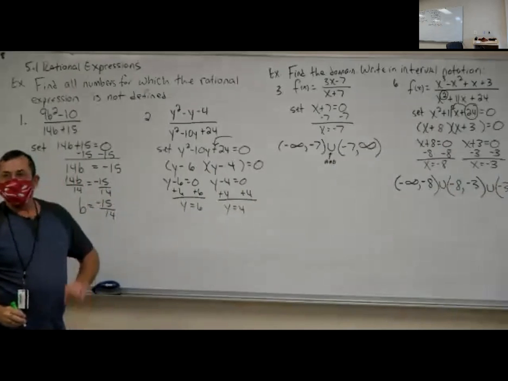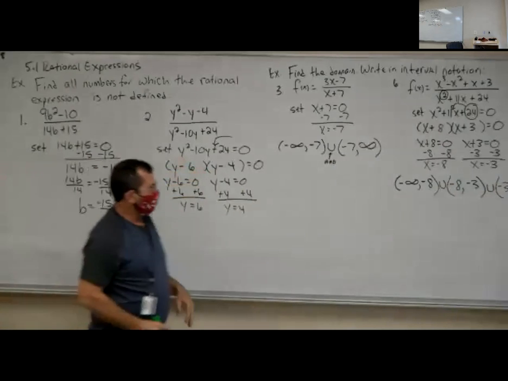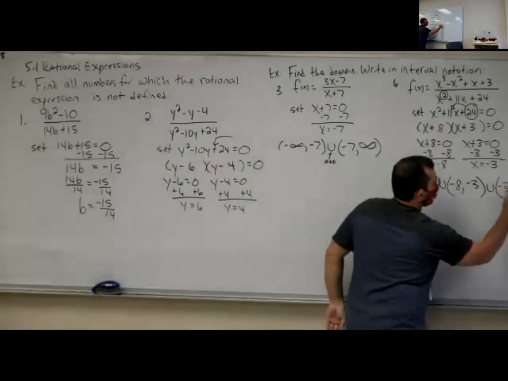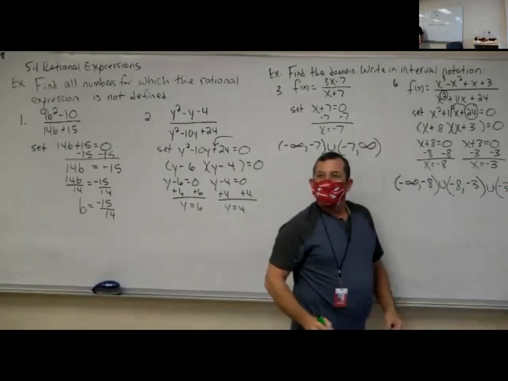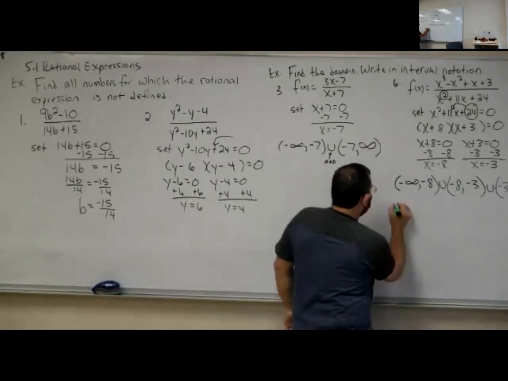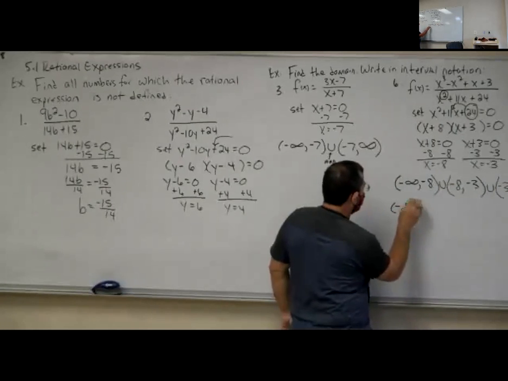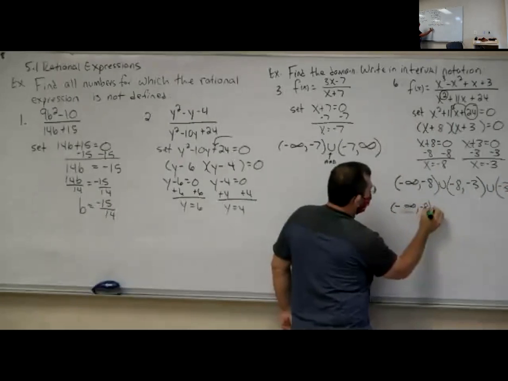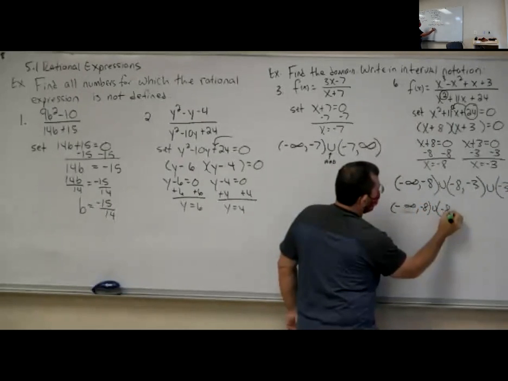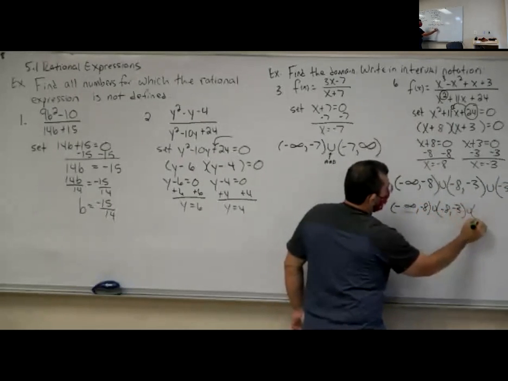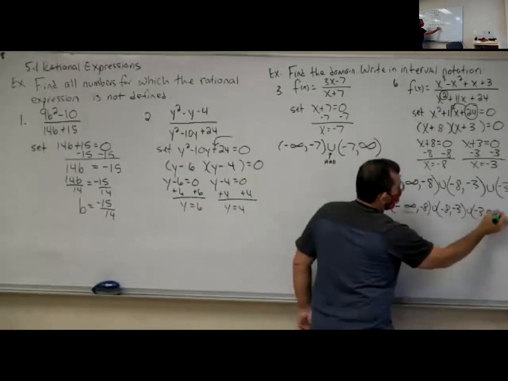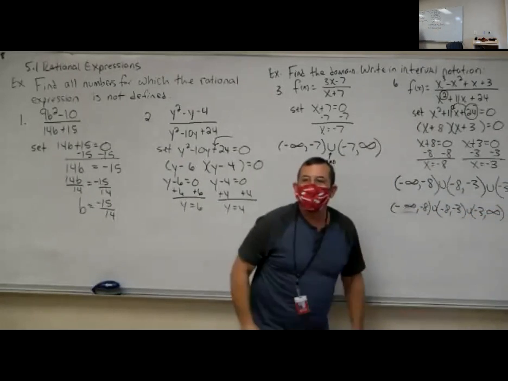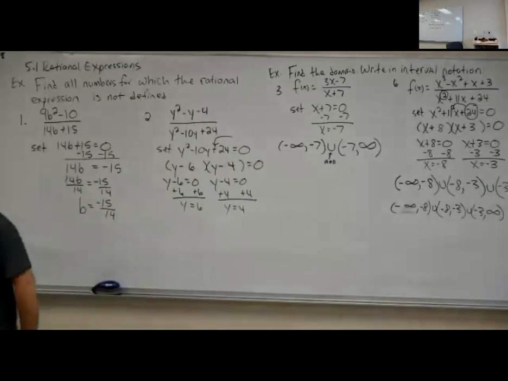But then from -3, it goes on towards positive infinity. Oh, let me write that again, y'all. I don't think it showed up on my board there. So negative infinity to -8, -8 to -3, and then -3 to positive infinity. All right, so I think that's all.